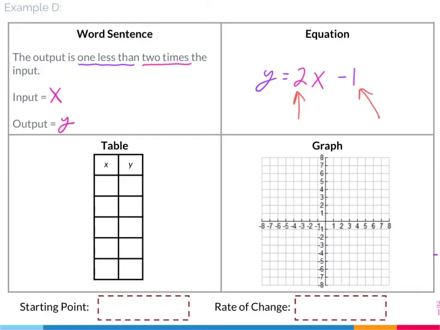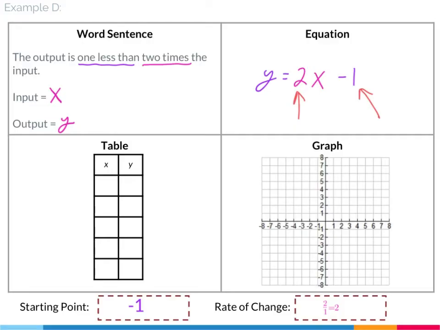So our starting point in this particular case is going to be -1, and our rate of change is going to be 2 over 1, which simplifies to 2. So now that we know those two things, let's go ahead and make our table. They didn't give us x or y, but our graph only goes up to 8 and -8, so we should make sure that we pick points that aren't going to go above or below that, because they won't be on our graph.